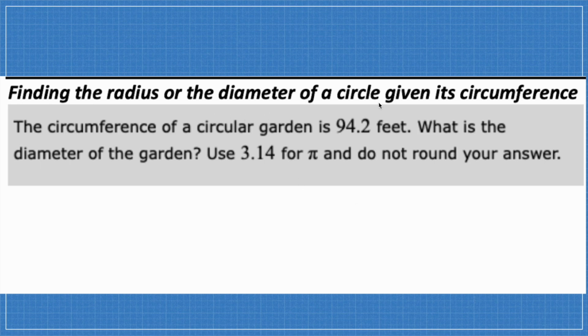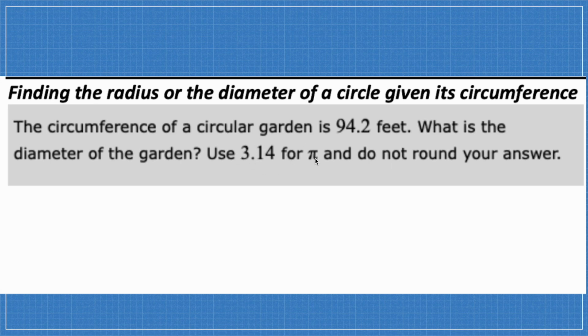All right, now finding the radius or diameter of a circle given its circumference. The circumference of a circular garden is 93.2 feet. What is the diameter of the garden? Use 3.14 for pi and do not round your answer. Again, very similar instructions here. They're telling us to use 3.14 and not to round because they've already rounded with the 3.14.